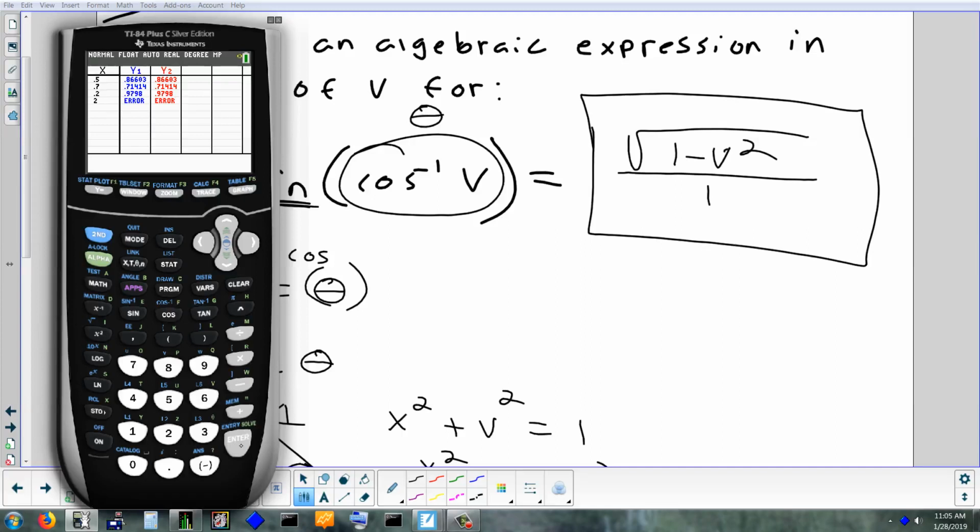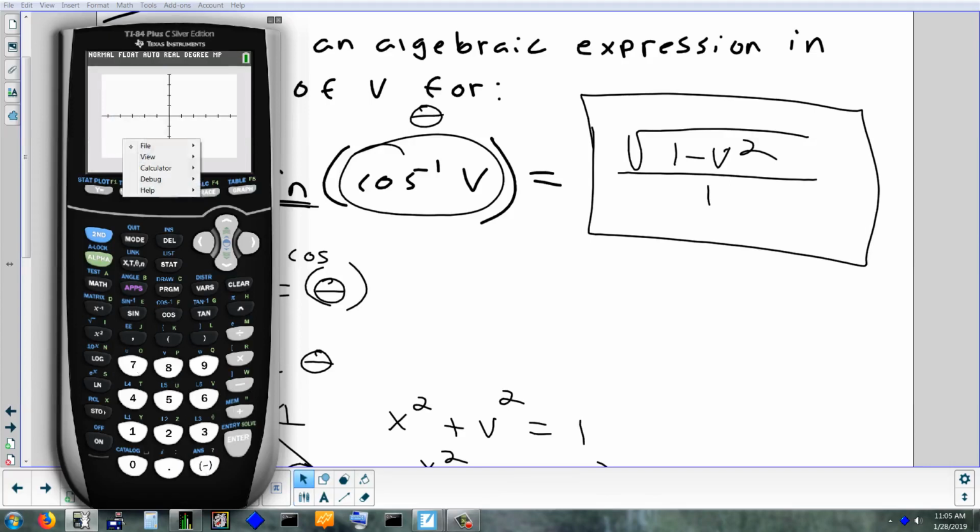Now, if I try to do this, I get a problem. Remember, the domain of inverse cosine is -1 to 1. Can't go beyond that. But what happens if you plug 2 into that square root? Why doesn't 2 work when you plug it in for x? Yeah? Then you're taking the square root of a negative number, which is imaginary. That's why 2 doesn't work there. But any other number between -1 and 1 should work, should be perfect, and you should get the same answer in both. Let's hit graph.